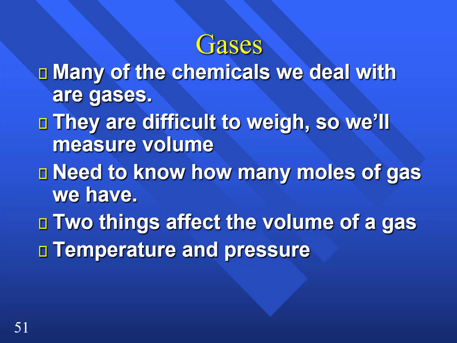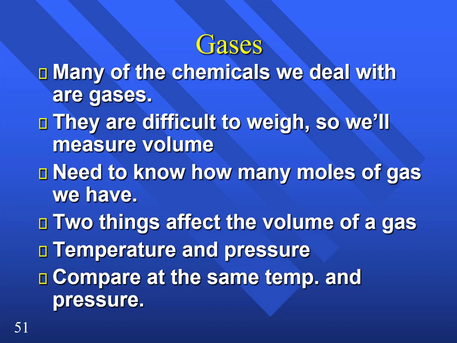So how do scientists deal with a situation where they want something constant, but two things can change it? The answer is, they make it so the two things that could change it don't change. They always measure at the same temperature and pressure. Because those are the two things that can affect the volume of a gas. If I don't change either one of those, then the volume should be the same.